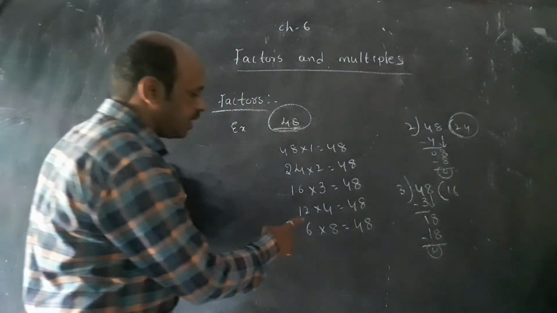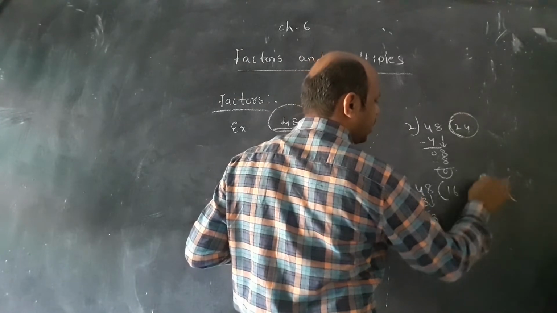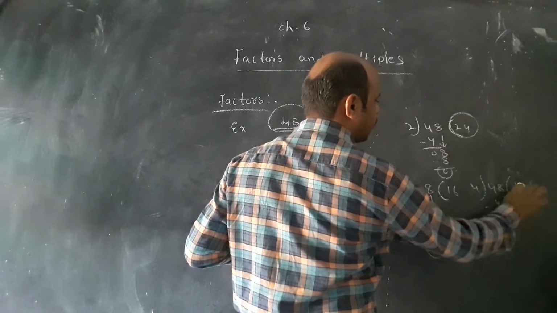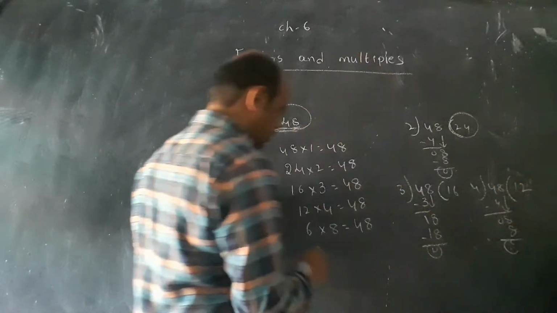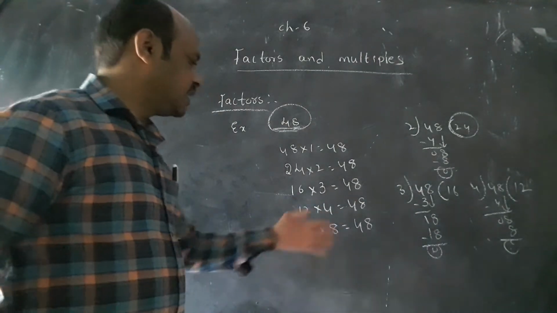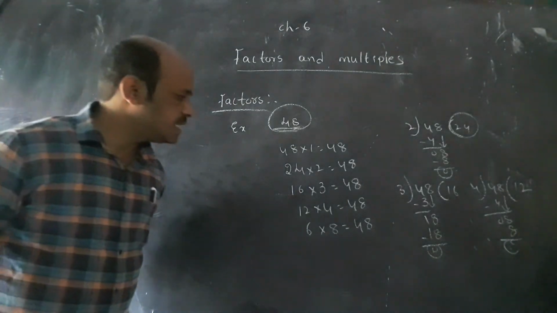By the same way, 4 table: 48, 4 1s are 4, then here 0. 4 2s are 8. How many times did we get? 12 times. In the 4 table, 12 times is 48. Next, 6 8s are 48, you know directly. Okay, this is the way.